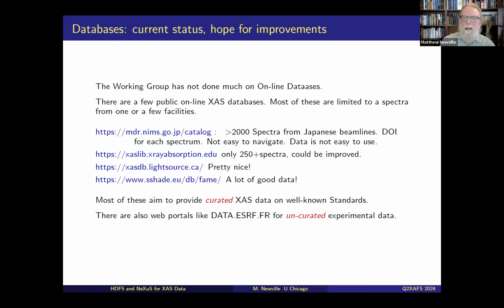There's the one in Japan. There's an X-ray absorption library, which has the URL wrong, but that's only a couple hundred spectra, but it could be improved. Happy to do that. There's a very nice one at Canadian Light Source, and the one at the FAME beamline is great. These are all very good. Most of these aim to have curated XAFS data on well-known standards or good data on good standards. And there's also these data portals like Data at ESRF for uncurated experimental data.